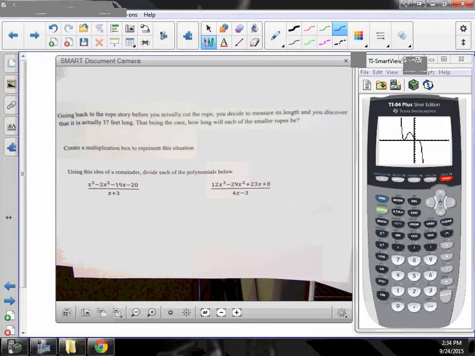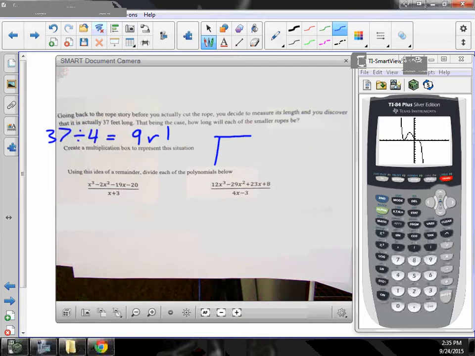Yes, but the catch is each piece will be slightly longer, and they won't be nice 9-foot lengths like they were before. So create a multiplication box to represent this situation. So how long are they going to be? Let's not do inches. 9 feet, and how much more? 1/4 of a foot. So 37 divided by 4 is 9 remainder 1. Right? Do you remember doing this in elementary school?